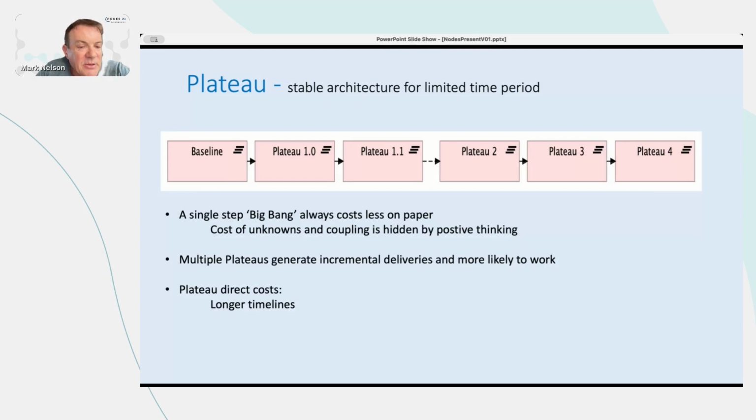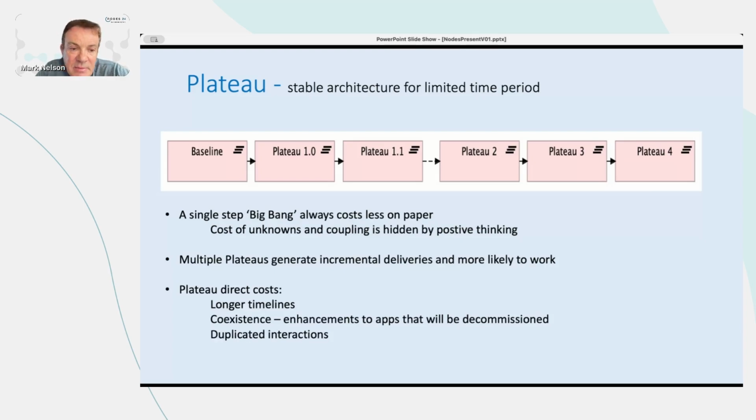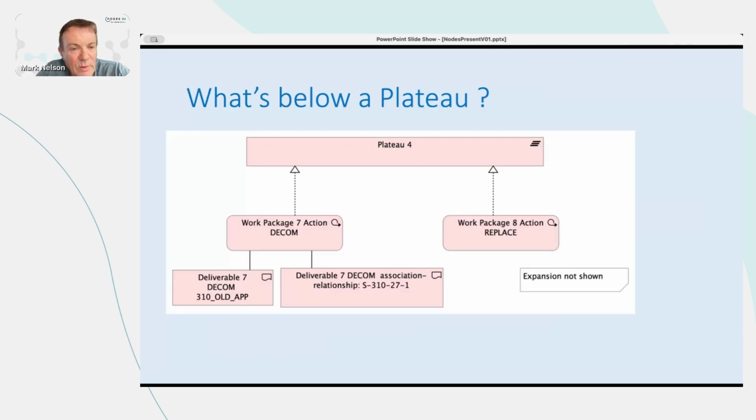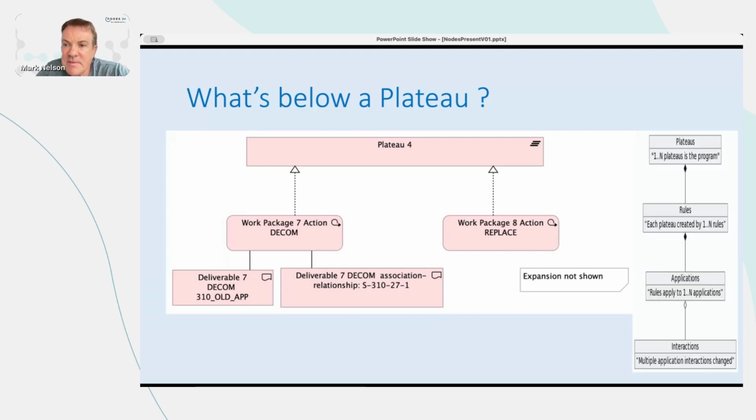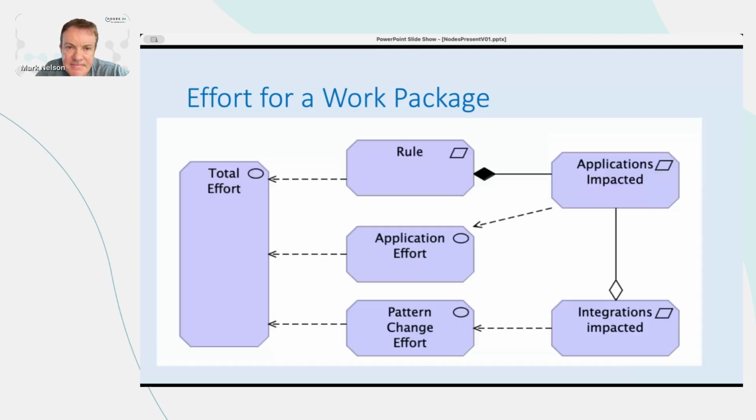So with a plateau, you have longer timelines and coexistence. That means you have to make enhancements to apps that will be decommissioned, duplicate interactions, and regression testing. Again, to reiterate what I said at the beginning, a plateau is created from a series of work packages, and under the work packages are deliverables. So let's forget the model. This is the more formal model of that on the right.